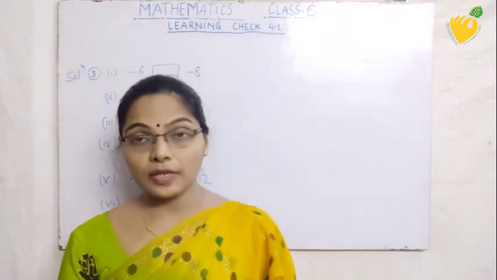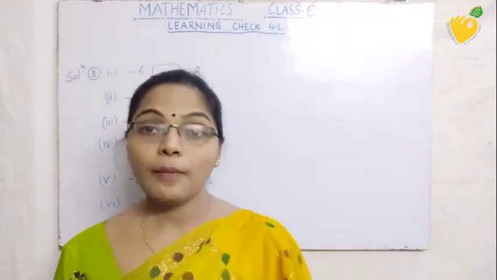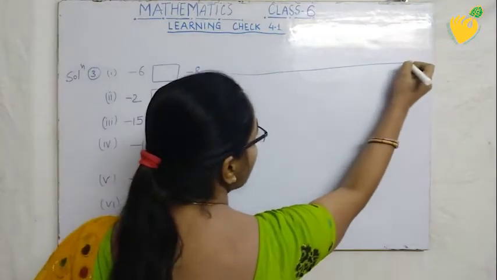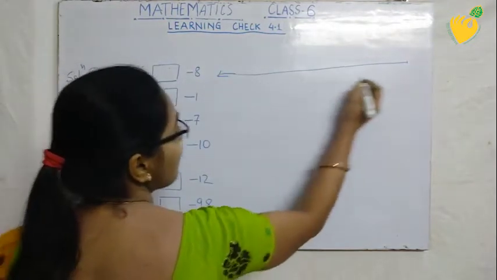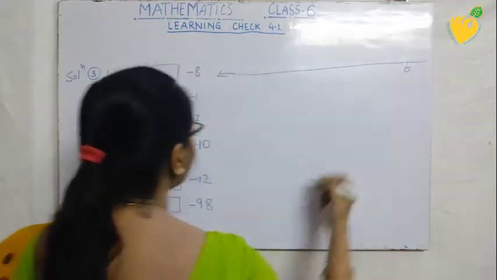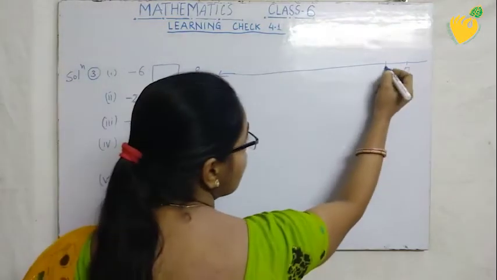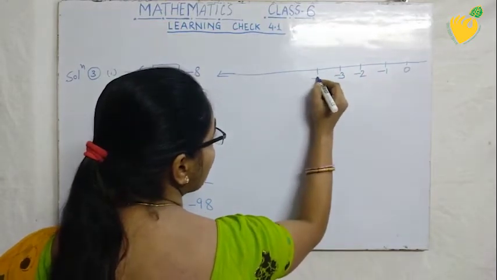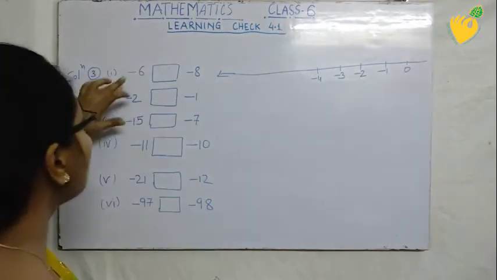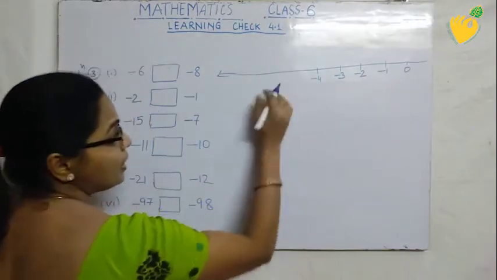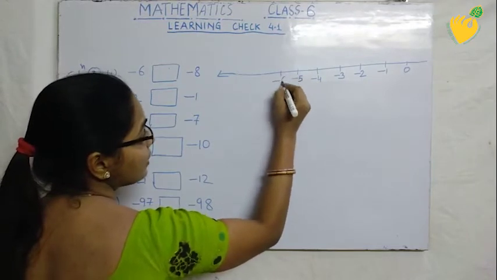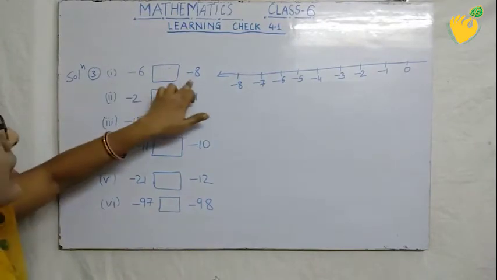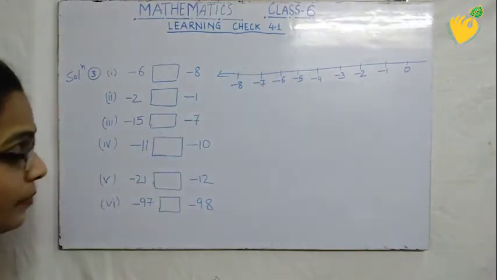Let's see question number 3, students. You have to compare the integers by putting the greater or smaller sign. For this, students, let's make a number line like this, and I am writing the integers on the left-hand side of the number line, because the integers which are given to you are all negative and are represented on the left-hand side of the number line. See how you have to do it. You have to compare minus 6 and minus 8. Minus 6 is here and minus 8 is here.